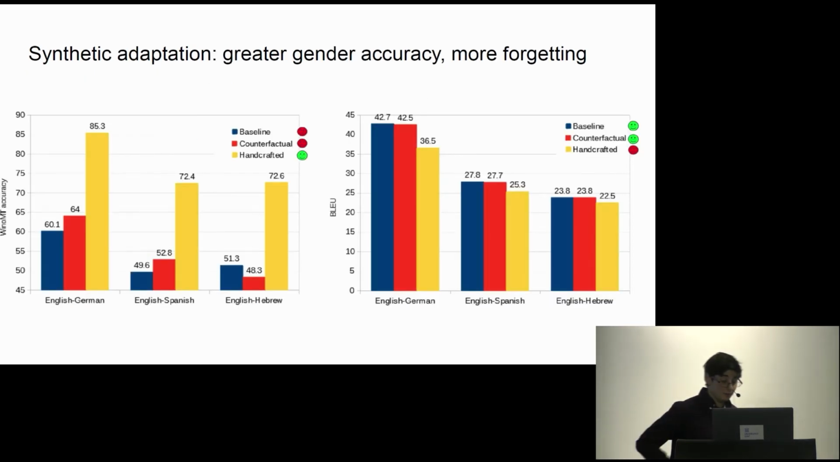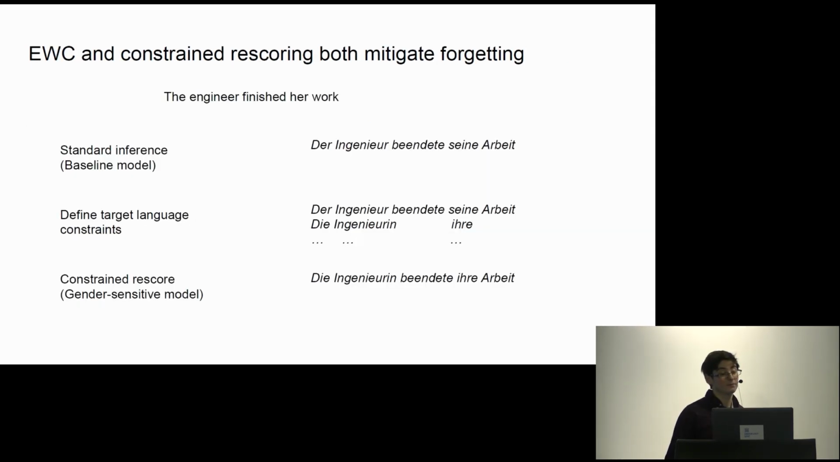And what I call the handcrafted, the fully synthetic set, vastly outperformed tuning on that kind of counterfactual semi-synthetic set. In fact, the forward translated set, in some cases, made things worse, possibly because it was lacking filtering. What's interesting, though, is if you look at the right-hand plot, that is a plot of BLEU score, and you'll notice, particularly for English-German, the BLEU score drops dramatically for the handcrafted set. This is the forgetting problem that I talked about to start with. But we have techniques to deal with forgetting.